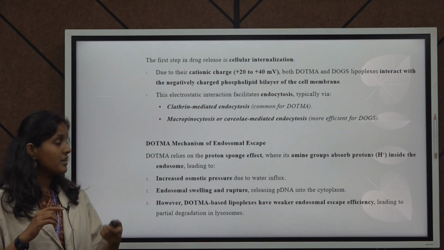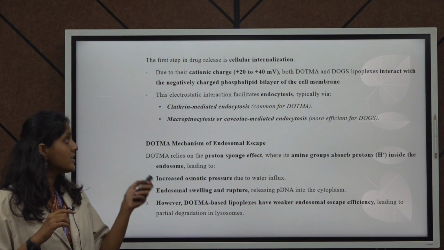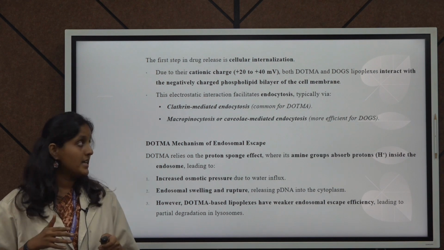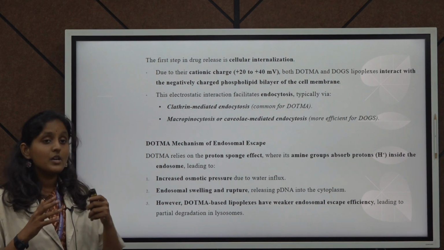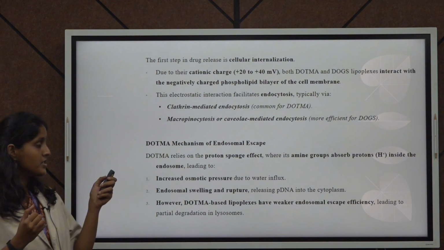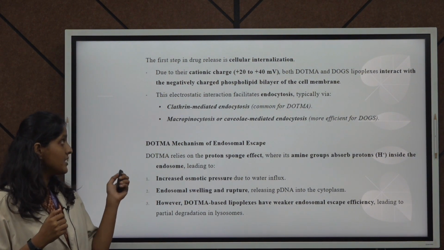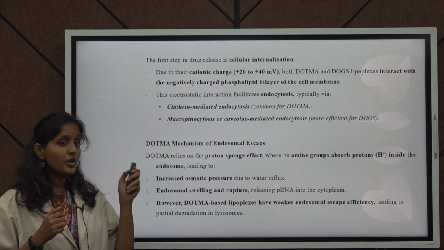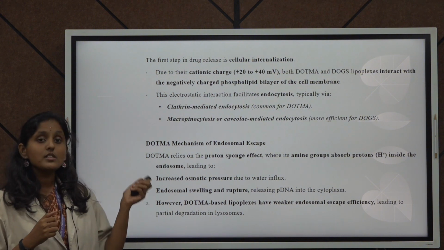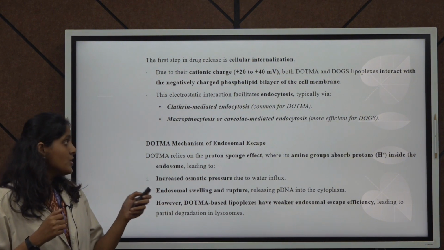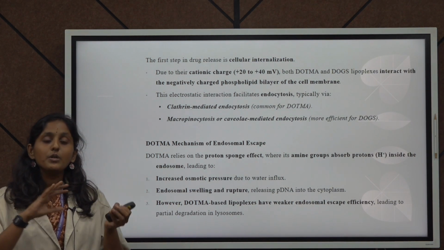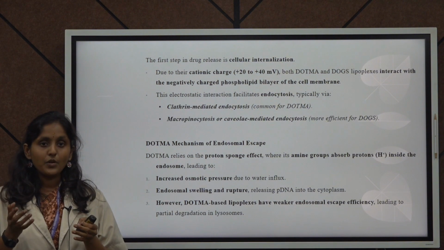Due to the cationic charge, both DOTMA and DOGS are going to interact with the negatively charged phospholipid bilayer of the cell membrane, and they are going to be taken up by the endocytosis process. For DOTMA, the endocytosis process that is followed is clathrin mediated endocytosis, and for DOGS, the method followed is macropinocytosis or caveolae mediated endocytosis. Once both the molecules are taken up into the cell, they enter into the endosome where an acidic environment is present.